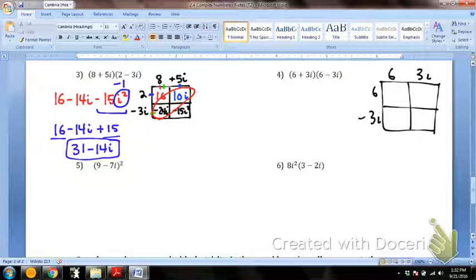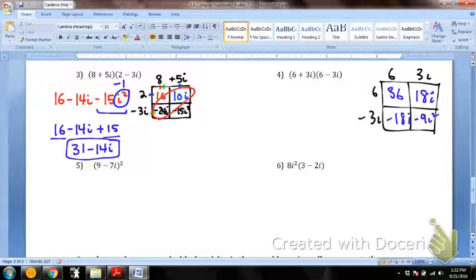Six times six? 36. 3i times six? 18i. Negative 3i times six? Negative 18i. And then what is 3i times negative 3i? Negative 9. We have 3 times negative 3, which is negative 9, and then i times i would be i squared. Put your i there.